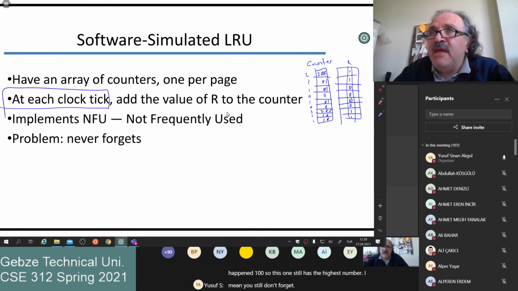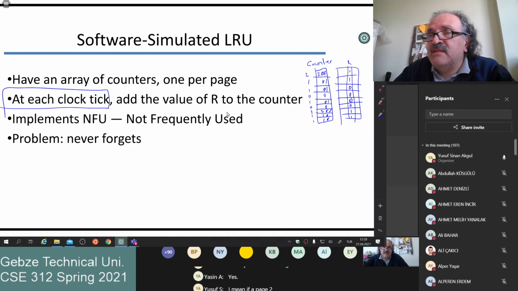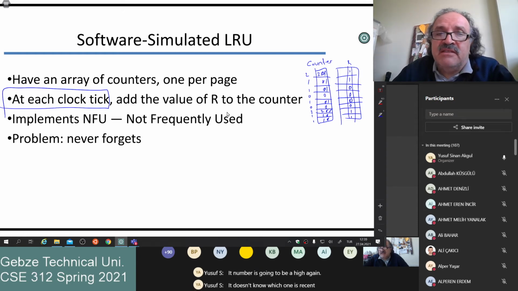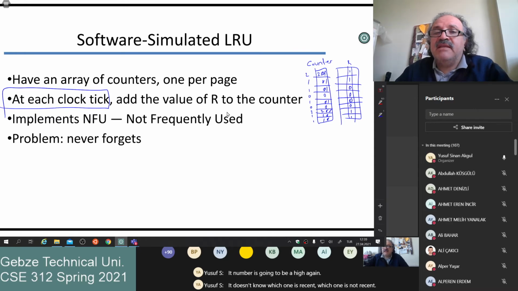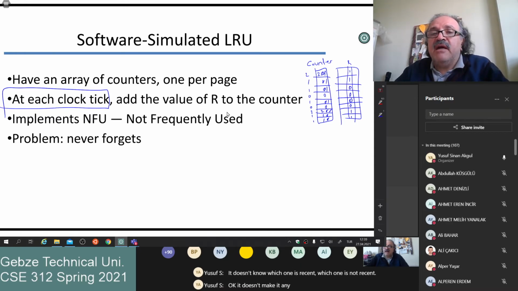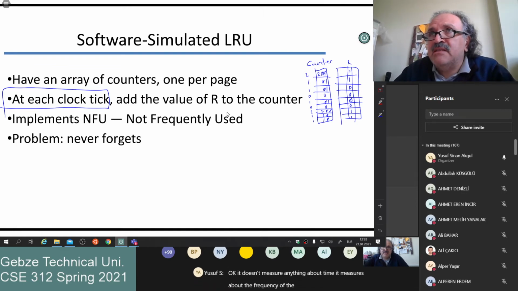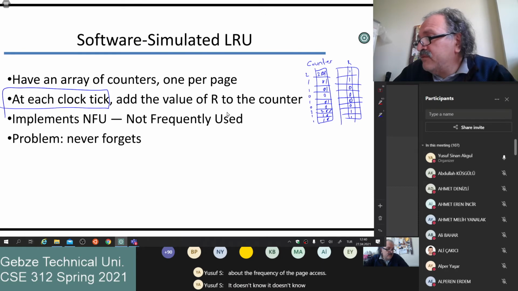If a page took lots of hits a long time ago, its number is going to be high again. It doesn't know which one is recent and which one is not recent. It doesn't measure anything about time. It measures the frequency of page access. It doesn't know how recent those accesses are.